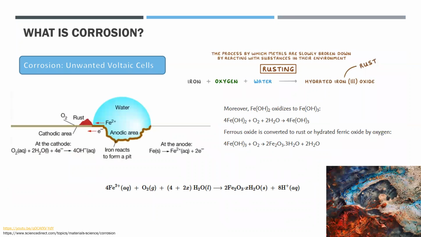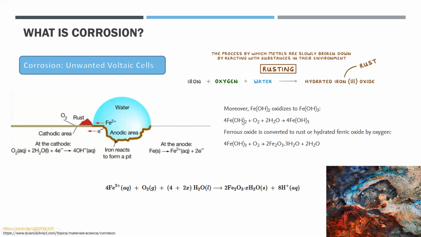So what is corrosion? Corrosion is actually unwanted voltaic cells, kind of like common cells. As we see here, when water contacts the iron directly, on the anode side Fe loses electrons, and on the cathode side oxygen and water react with the electrons to form OH minus. And here the salt bridge is built and the circuit is formed.